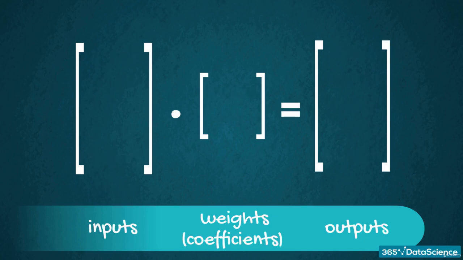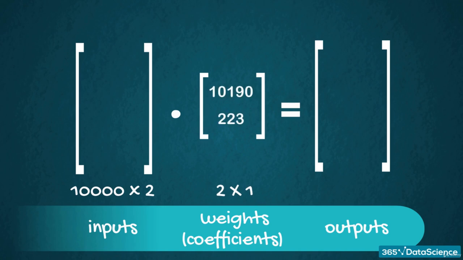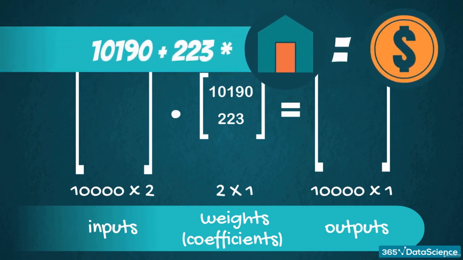If we have 10,000 inputs, the initial matrix would be 10,000 by 2, right? The weights matrix would still be 2 by 1. When we multiply them, the resulting output matrix would be 10,000 by 1. This shows us that no matter the number of inputs, we will get just as many outputs. Moreover, the equation doesn't change, as it only contains the two coefficients, 10,190 and 223. This concept will turn quite helpful in your machine learning studies later on.